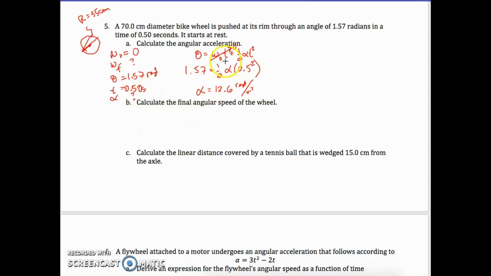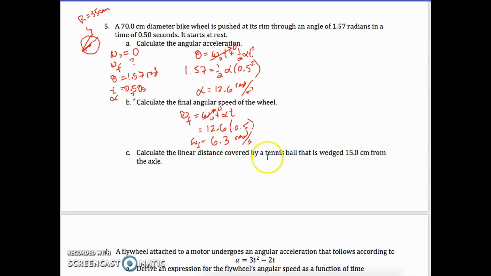For part B, we can now use the angular acceleration that we found in part A to get the final angular speed. Again, since the original was 0, that term goes to 0, and we have, that should be 12.6. 12.6 times, again, half a second, gets us 6.3 radians per second for our final angular speed.